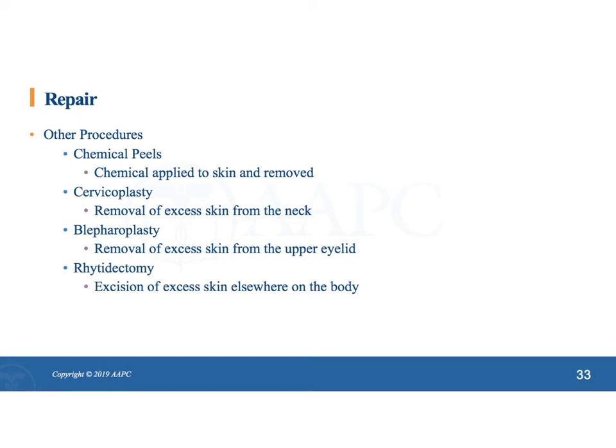The code range 15876 to 15879 describes a suction-assisted lipectomy and is divided into body areas. If the procedure is done bilaterally, you would use modifier 50, which states bilateral. Other codes in the category are procedures for suture removal and dressing change under anesthesia. You would not use these codes for routine suture removal or dressing changes not requiring anesthesia.